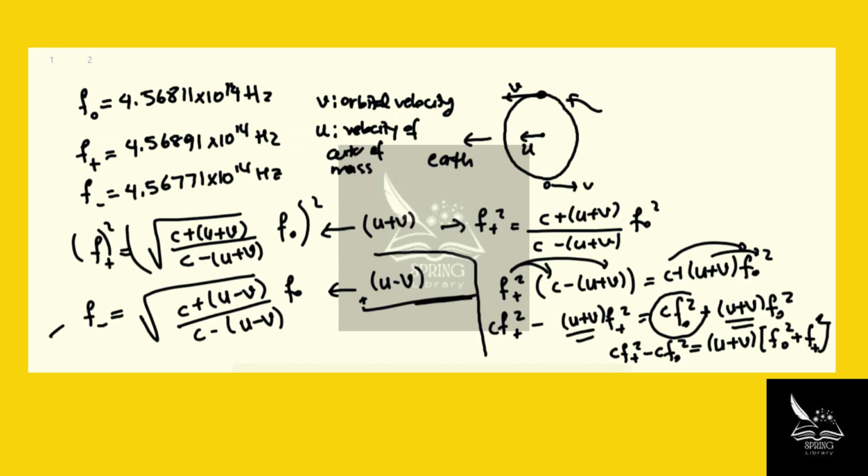Now, if we do the same algebra for the second equation, same path, please do it yourselves, then what we're going to find for u minus v this time is pretty much the same. The only thing that changes is instead of f plus, we have f minus: c times (f minus squared minus f naught squared) over (f naught squared plus f minus squared).